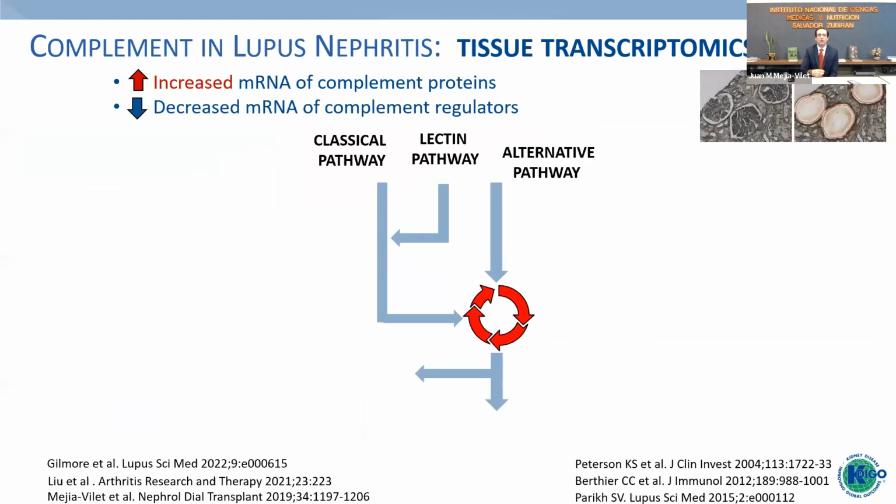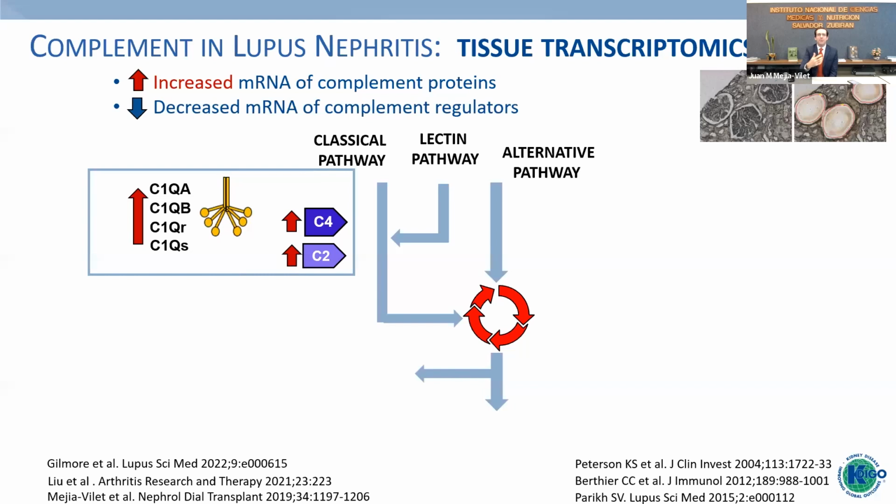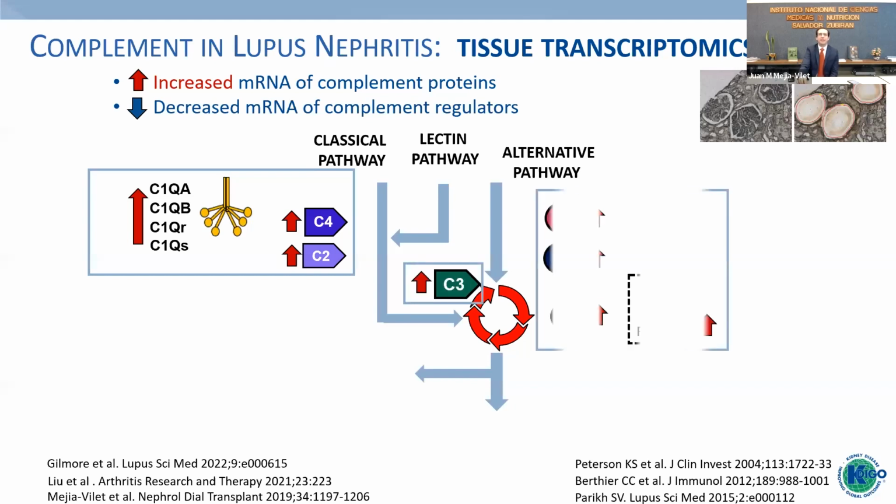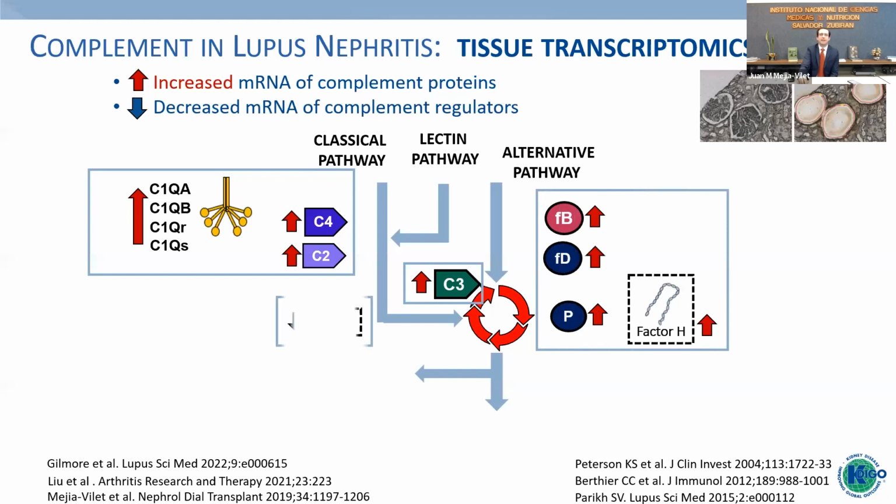Let's move now to tissue transcriptomics. These studies try to see what genes are expressed directly in the kidneys of patients with lupus nephritis. And again, many genes from the classical pathway are overexpressed, but also in the common pathway and also in the alternative pathway. And interestingly, the inhibitors of the complement are decreased. So any of the pathways leads to developing lupus nephritis.